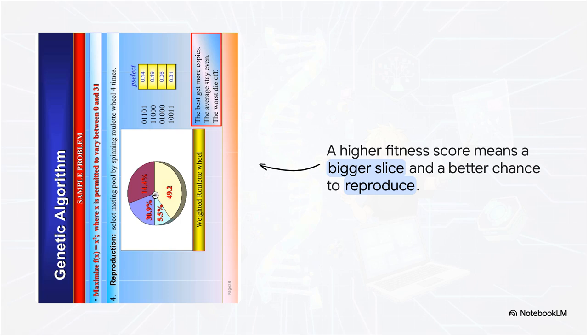Think of it like a lottery, but it's rigged in your favor. Each creature gets a slice of this pie that's proportional to its fitness. Look at that huge slice belonging to creature number 24. It means when it's time to pick parents for the next generation, it's got a massive advantage. It's much, much more likely to be chosen.